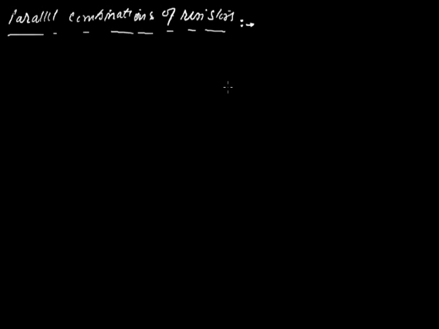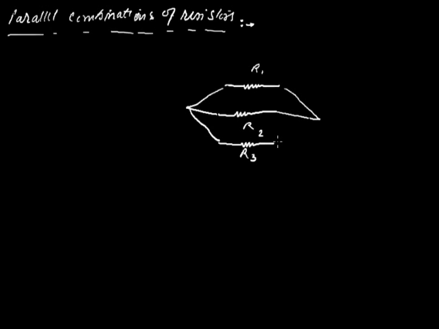For example, we have three resistances. First one is of R1 ohm, second is R2 ohm, and third is R3 ohm. If one end of each resistance is connected to the positive terminal of the battery and the second end of each resistance is connected to the second end of the battery, then this combination is known as parallel combination. This one is the battery. Its maximum voltage is V.